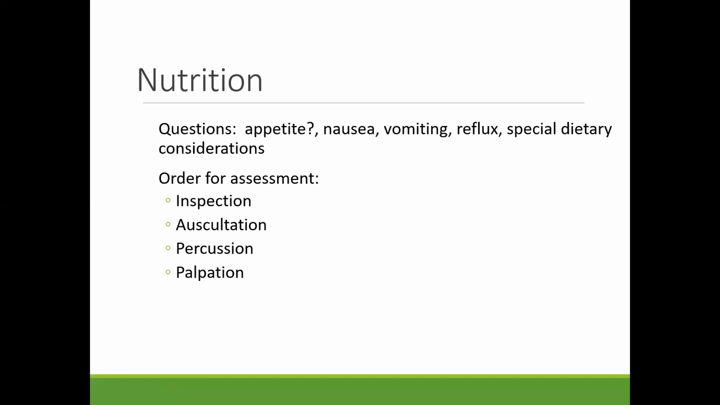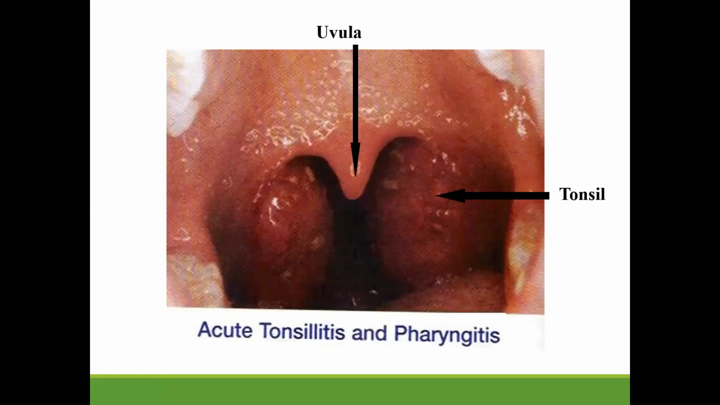Assessment is very different for the GI system. We're going to inspect, so that stays the same, but instead of percussing or palpating next, we're going to auscultate. As soon as you start to push on the abdomen, it's going to increase peristalsis. Peristalsis is the sound that you hear. Normal bowel sounds are 5 to 30 within 1 minute. I'm going to say that again. Normal bowel sounds are 5 to 30 within 1 minute. I'll come back to that.